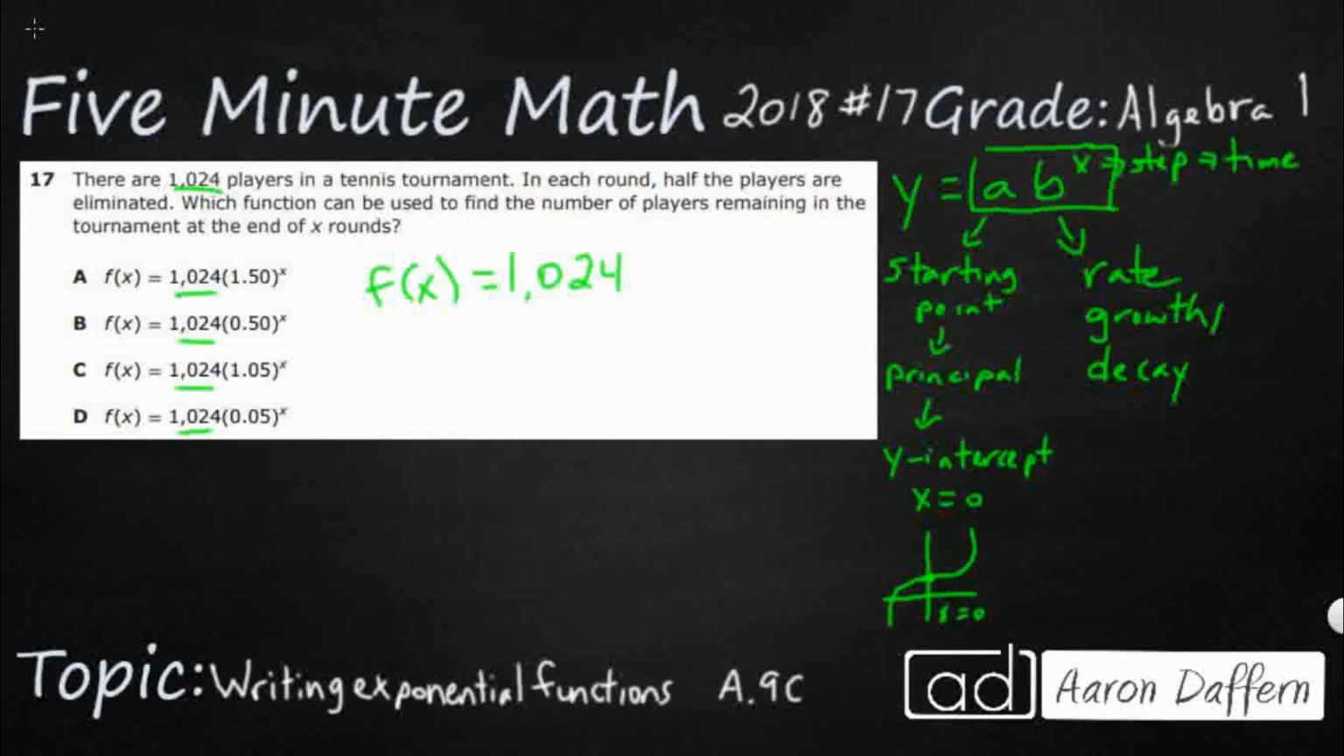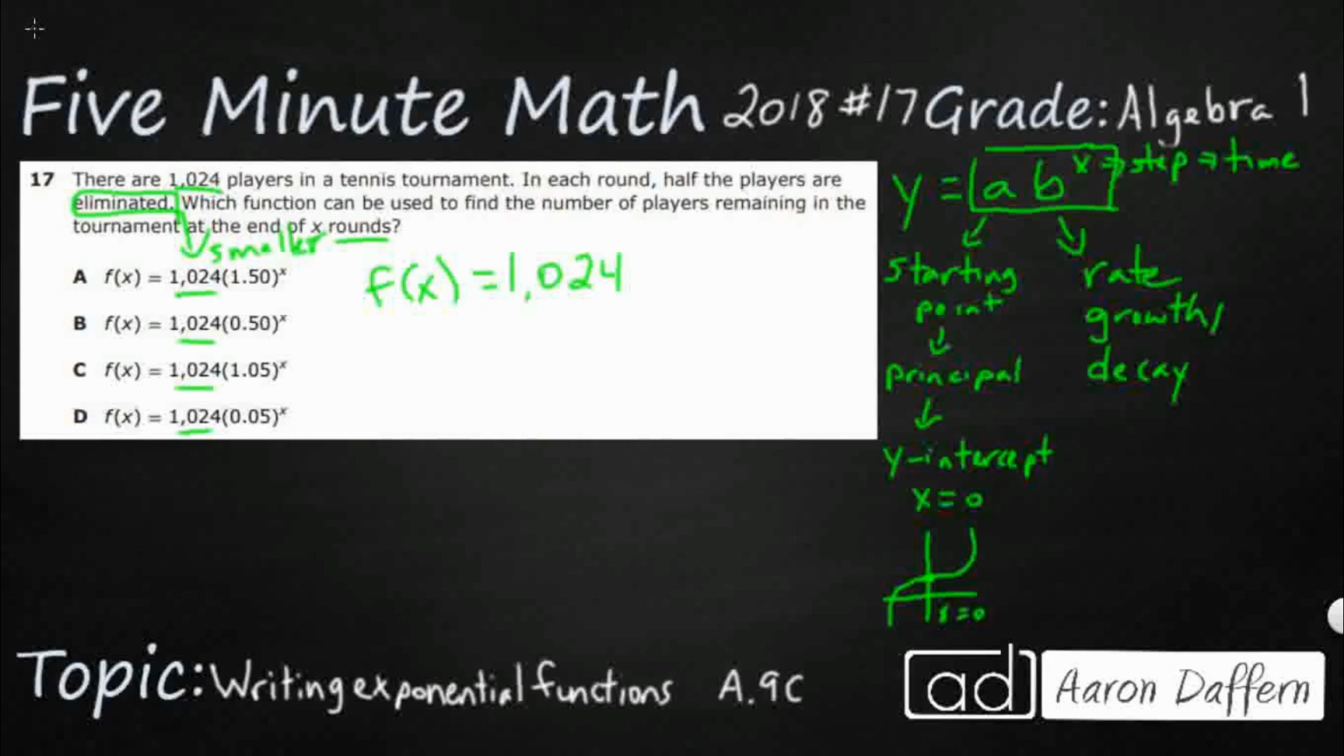Because that's what changes every time. Your x, in this case, happens to be rounds. So it's not necessarily weeks or anything. It's each round, right? Well, if each round, half the players are getting eliminated, this should give us a clue that the number is getting smaller.